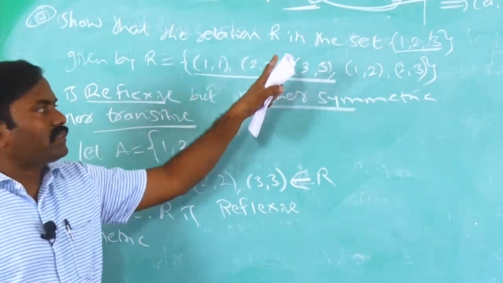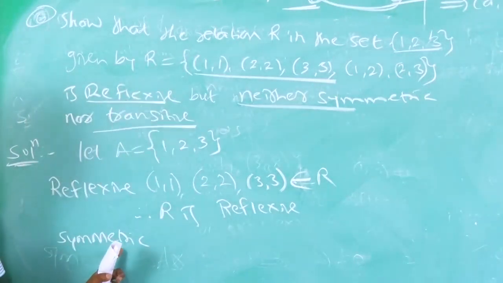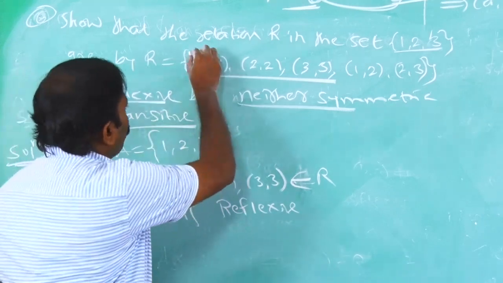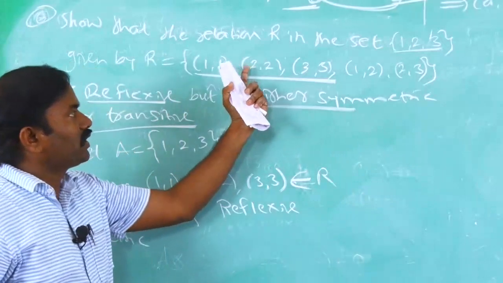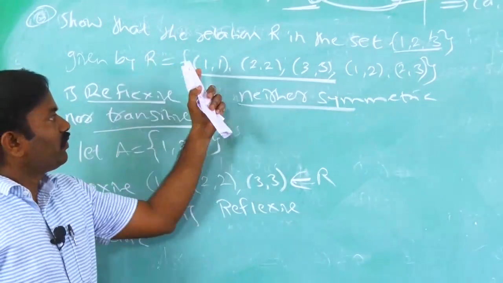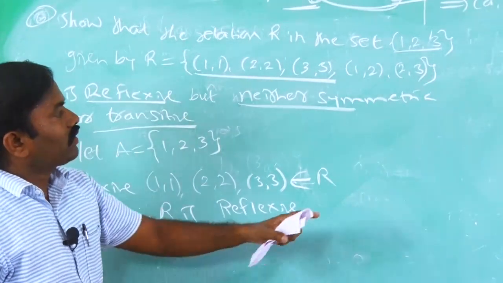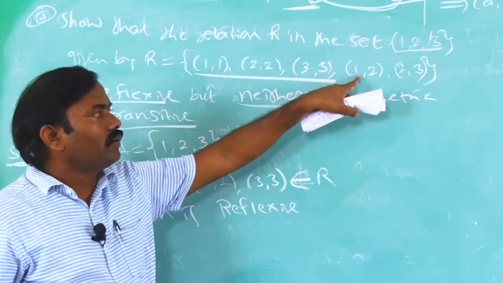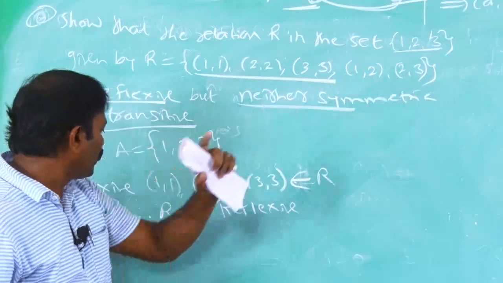If the inverse of every pair lies in the relation, then only is the relation symmetric, otherwise it is not symmetric. In the relation set, the first three pairs are doublets. We know that a doublet's inverse also lies in the relation, so the first three indicate symmetric. Now take the last two, any one pair. Take the second last pair. What is the pair? (1, 2).